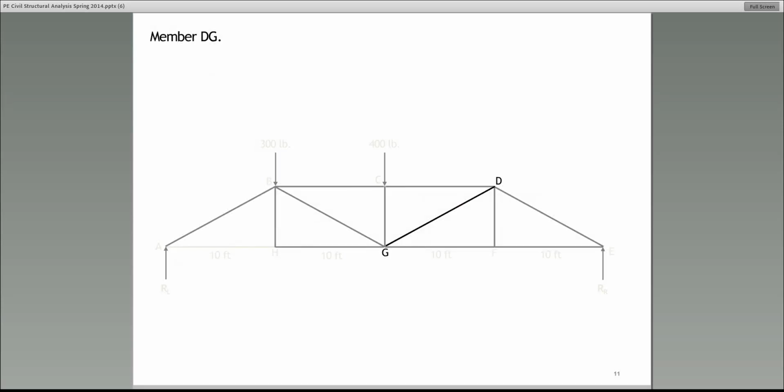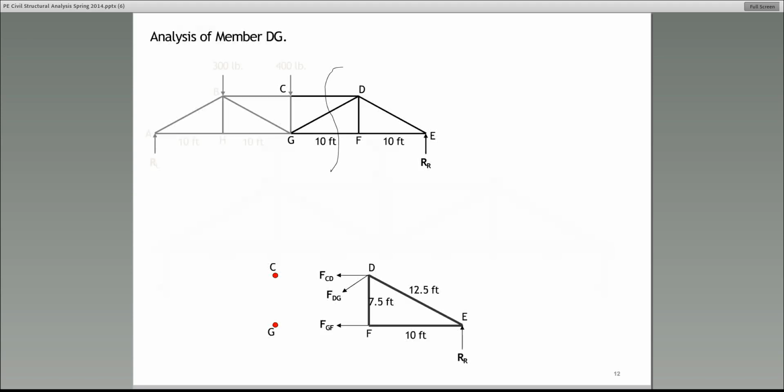See if you can get it. Now let's move on to member DG. Next, I want you to help me, please, find the force in member DG, which is that diagonal. Which method would you use? Sections or method of joints? Method of sections would be the ideal one.